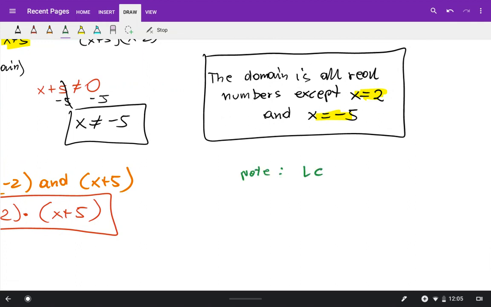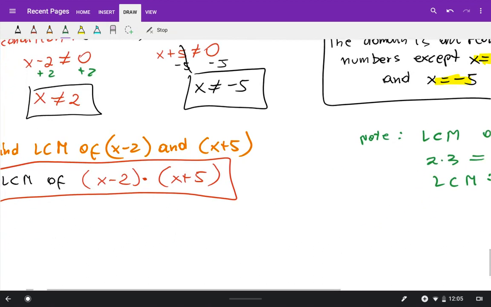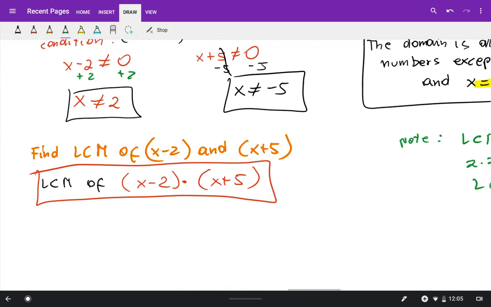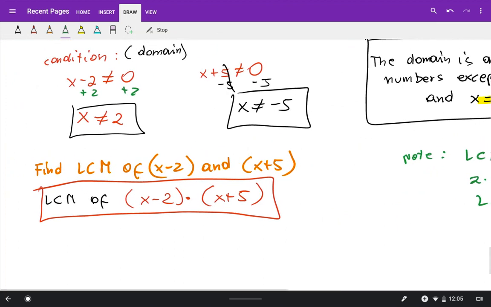If I ask you to find the lowest common multiple of 2 and 3, you guys know it's 6. How do we end up with that 6? You multiply those two numbers together. So 2 times 3 equals 6. So that's how you know that your lowest common multiple is 6, right? We're doing the same thing here. Again, we have the expressions x minus 2 and x plus 5. So for the lowest common multiple, just multiply those two expressions together. It's x minus 2 times x plus 5.